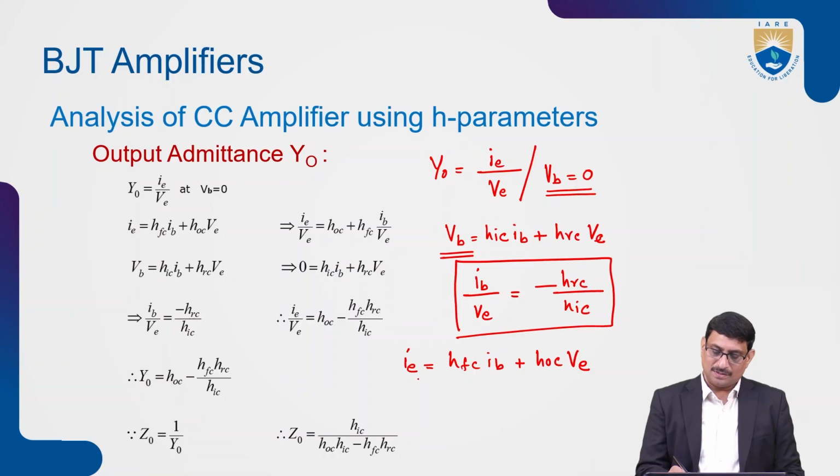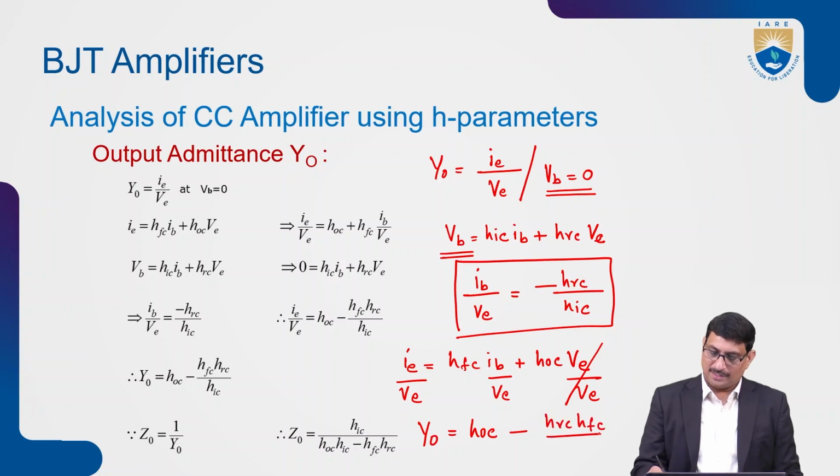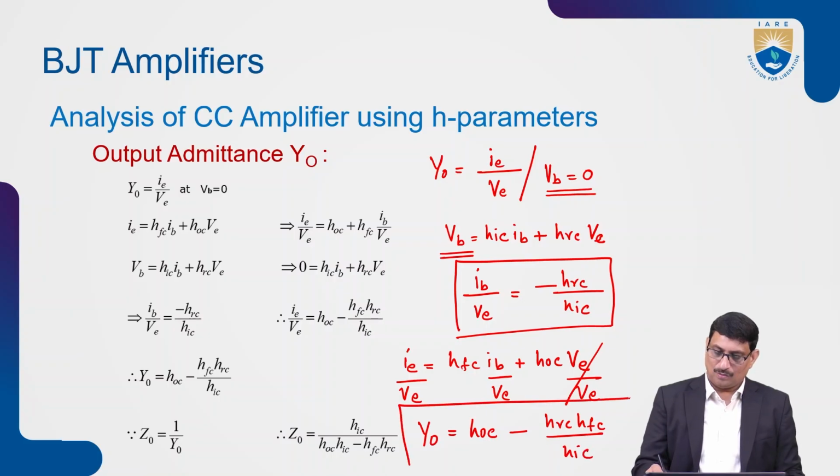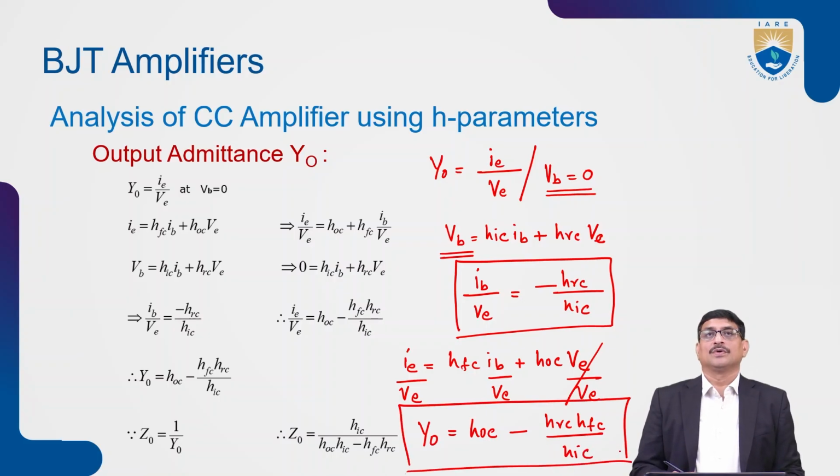I will divide this equation with respect to VE on both the sides. Then the VE gets cancelled. And IE by VE is nothing but Y naught, equal to HOC plus HFC into IB divided by VE. But IB by VE equal to minus HRC divided by HIC. Therefore, if I substitute, HOC minus HRC HFC divided by HIC. This is the output admittance. So the output admittance is calculated. It is the ratio of the output current to the output voltage by keeping the input voltage as 0.